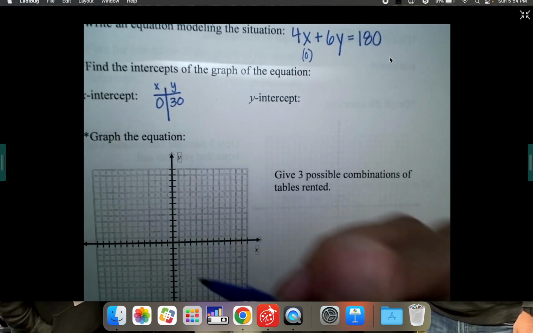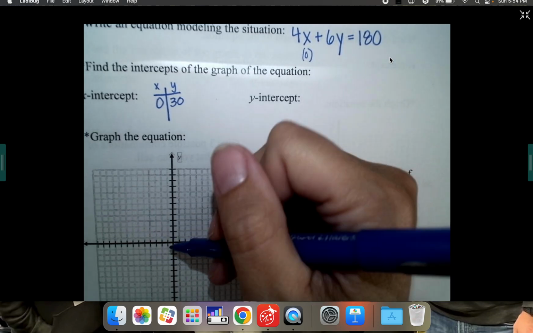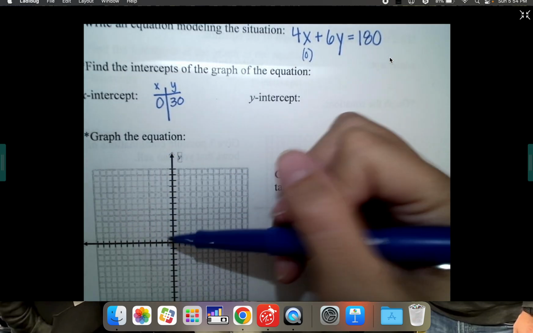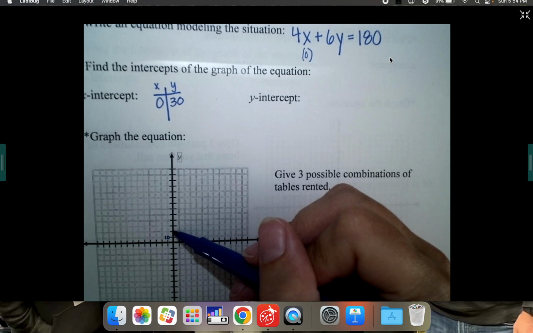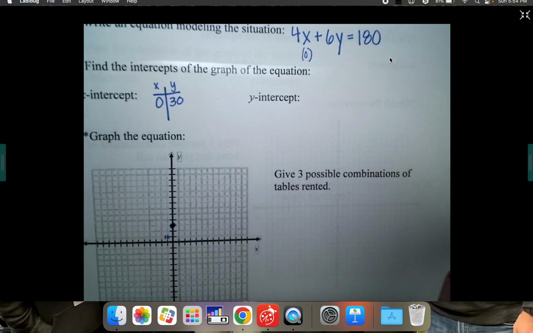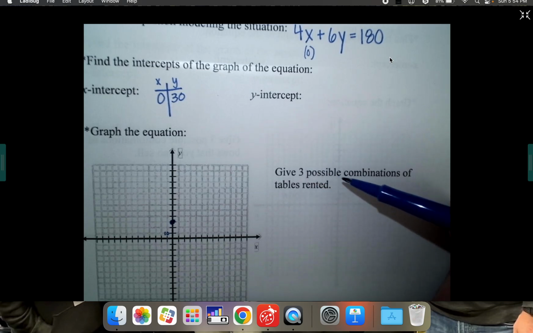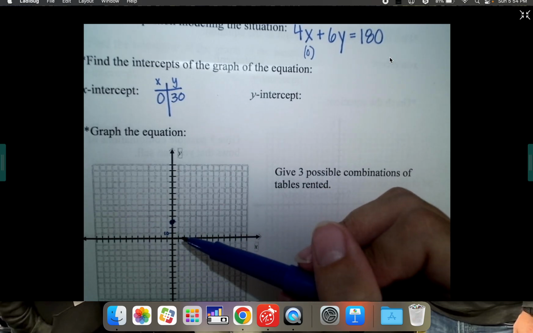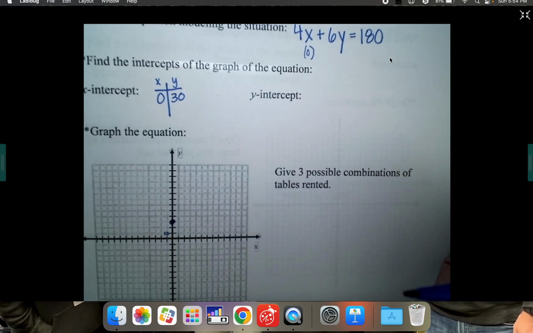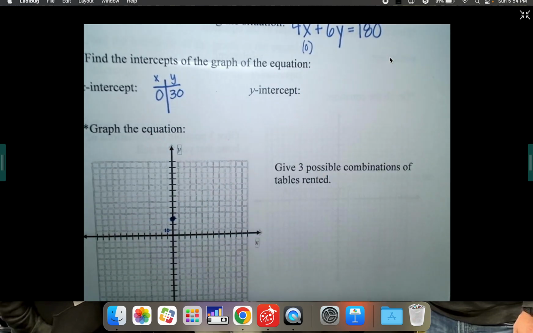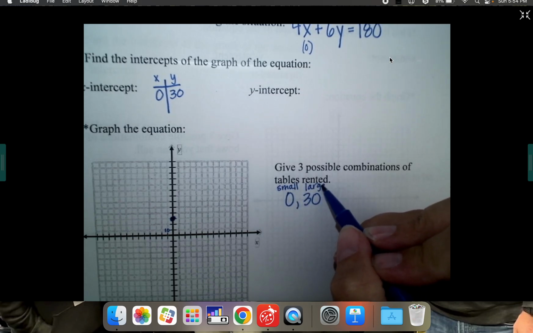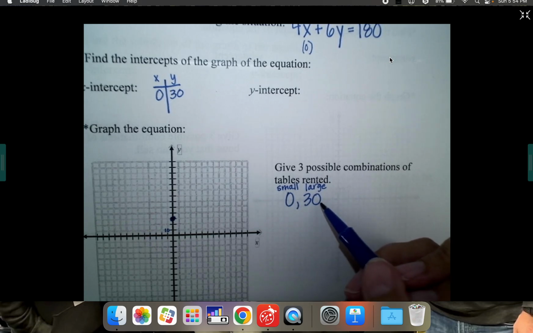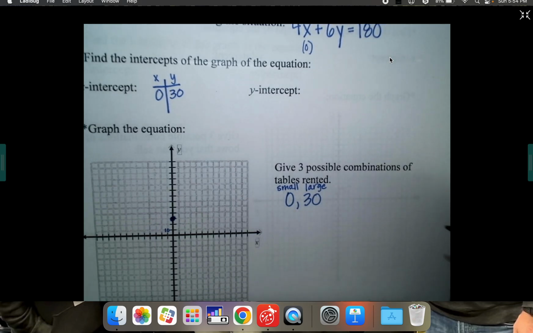So I'm going to go ahead and graph it. When x is 0, y is up at 30, and we didn't actually number these. So let's maybe count by tens. So 10, 20, 30. So 30 is one possibility. When it says give 3 possible combinations, one is 0 on the little tables and 30 big tables. So 0, 30 is one possibility. So 0 at small, I should have put small tables, large tables. One possibility is nobody sits at the small ones. We have 30 large tables with 6 people each.